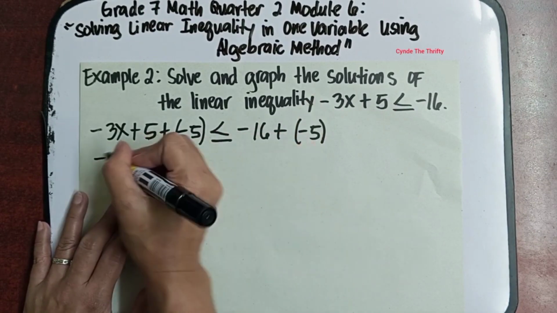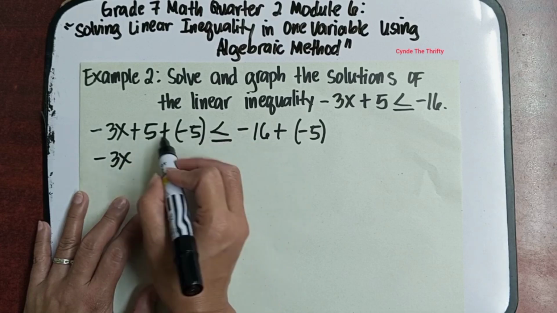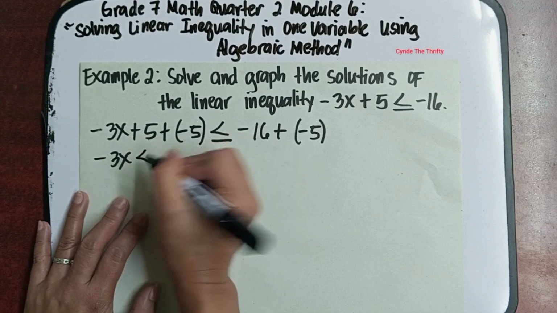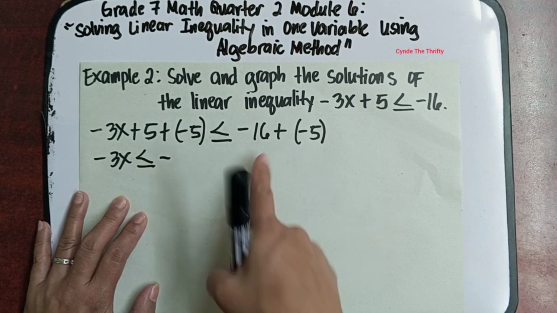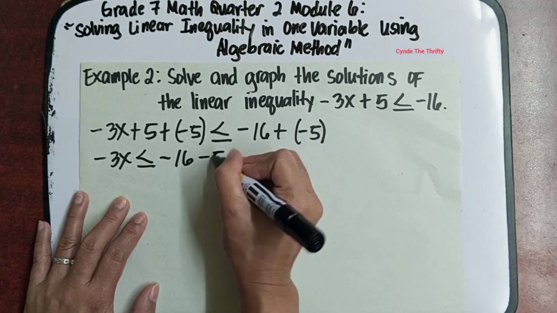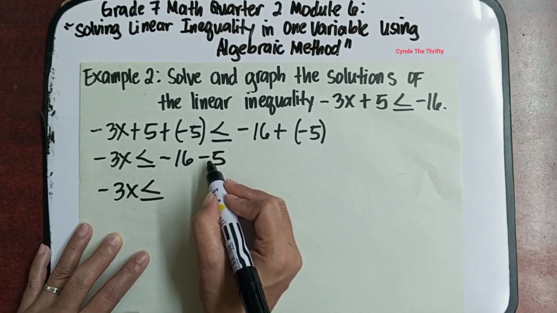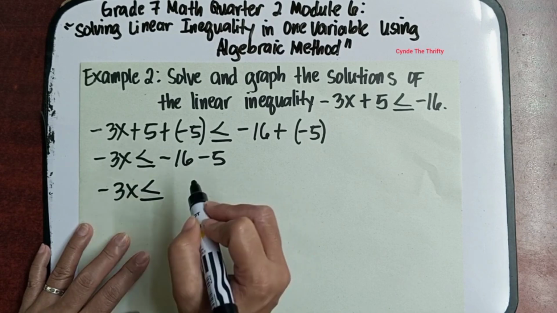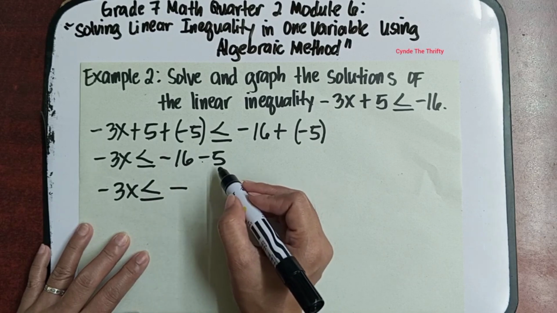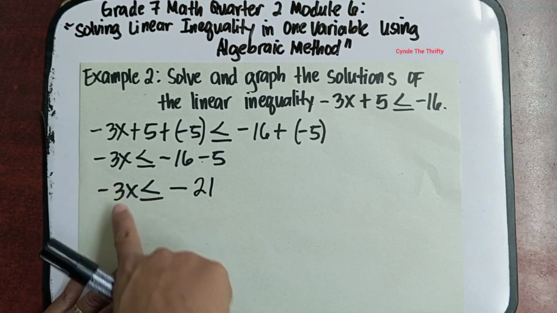Okay. So, negative 3x, positive and negative, of course, 0. So, kasi positive times negative, negative pa rin siya. So, positive and negative is equal to 0 is less than or equal to negative. Okay. So, negative 16, positive and negative is negative 5. So, negative 3x is less than or equal to negative and negative. Pareho ang sign. Ibig sabihin, i-add natin at kokopyahin natin ang common sign na negative. So, 16 plus 5 is equal to 21. So, negative 21. Okay. So, ngayon, negative 3x and negative 21.